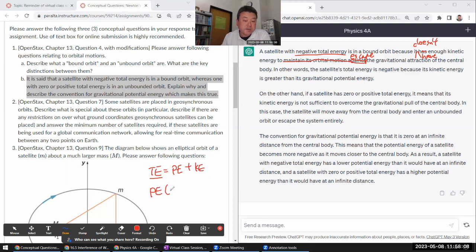Because as the distance goes to infinity in this setting, the potential energy is set to go to zero from the negative side. So as the object gets far, far away, potential energy is zero. If there's any kinetic energy left, that's where you have positive total energy. If you have negative total energy, that means your kinetic energy is not enough to allow the object to go indefinitely out into infinity. So its absolute value of kinetic energy is less, not greater, than its absolute value of gravitational potential energy. On the other hand, if the total is zero or more, its kinetic energy is sufficient to overcome the gravitational pull of the central body.